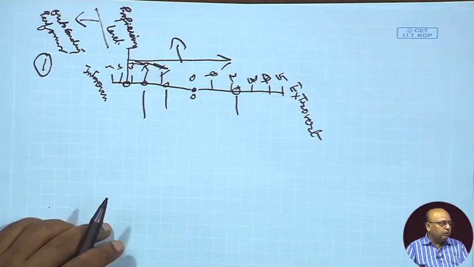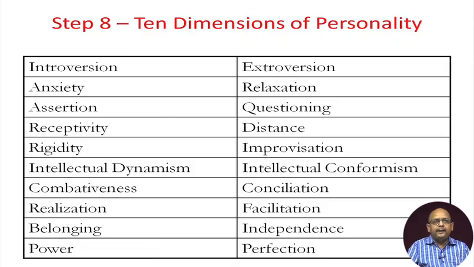Similarly, you are going to look into other dimensions like anxiety and relaxation. These again are two bipolar dimensions. If you are totally relaxed or you are too anxious, probably it is not good. The third dimension is being assertive or questioning every time, then receptive or keeping a distance. You are very much receptive to others, or you keep a safe distance.